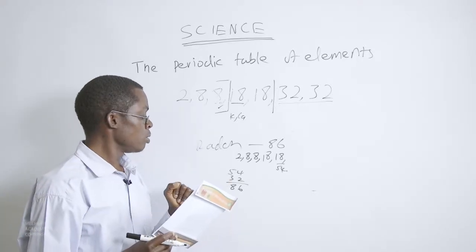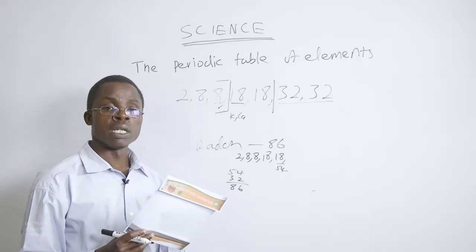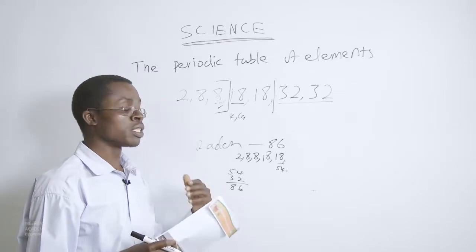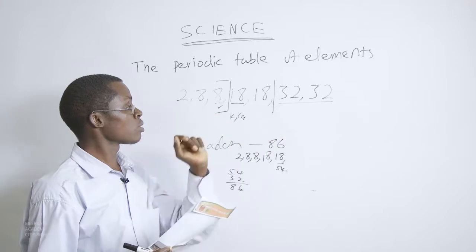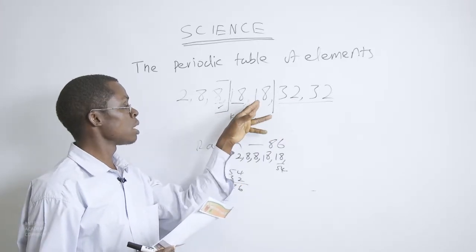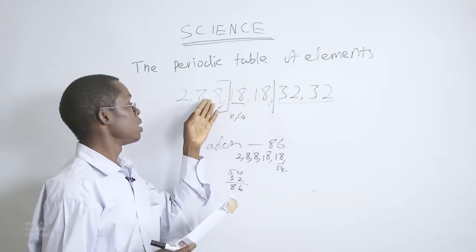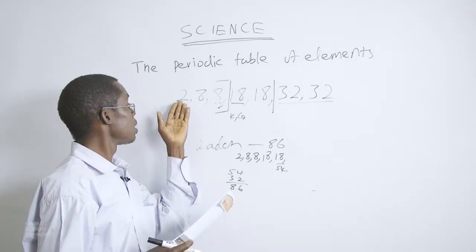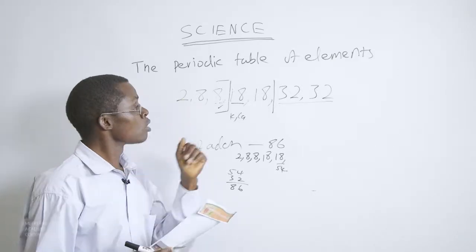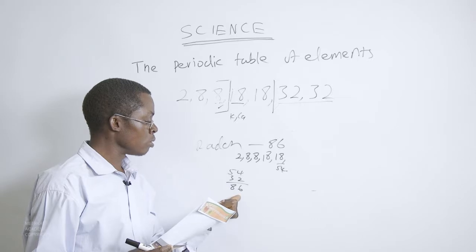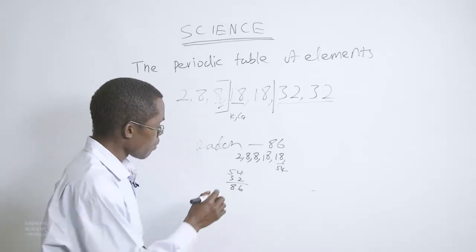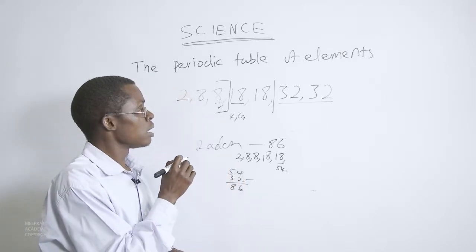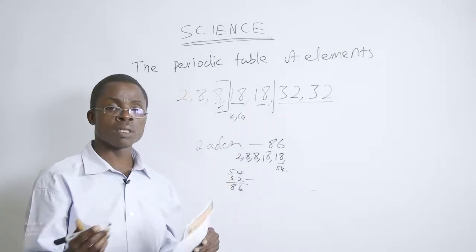You add there 32, you get 86. If you add there 32, that's the maximum. If it is this energy level, maximum is 18. This level, maximum is 8. This level, maximum is 2. So we have added there a maximum of 32, and we hit our 86. But we have added 32, and yet our maximum is 18. How do you explain that?